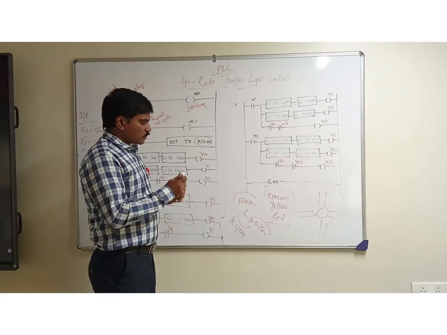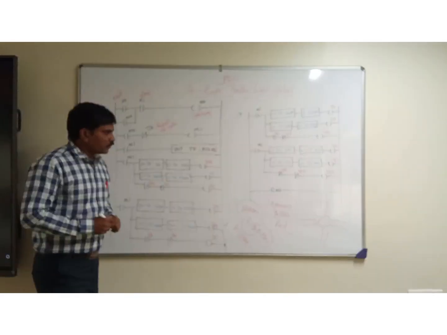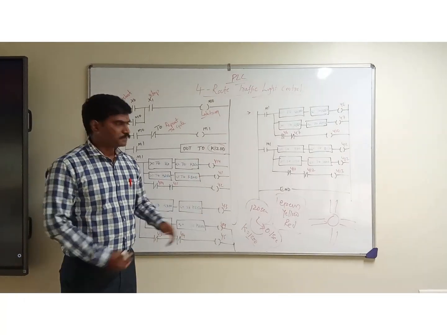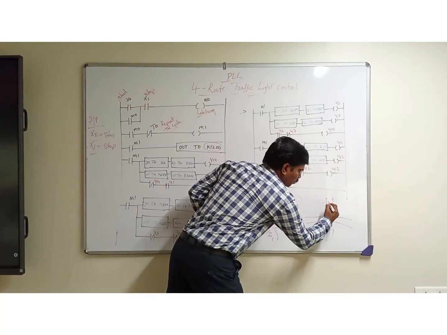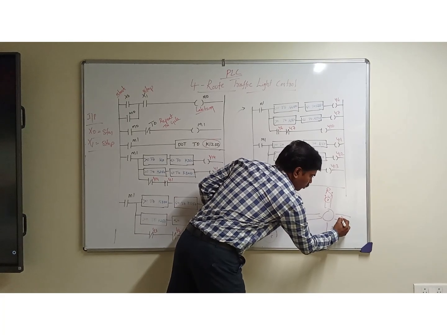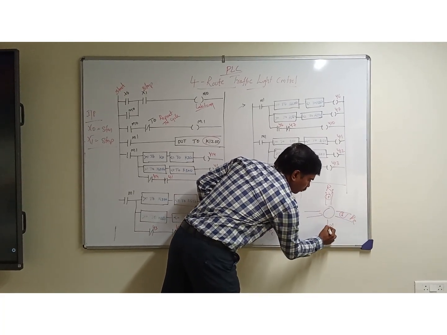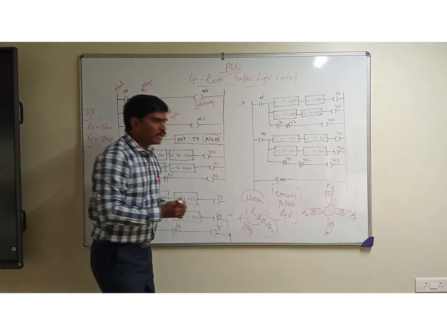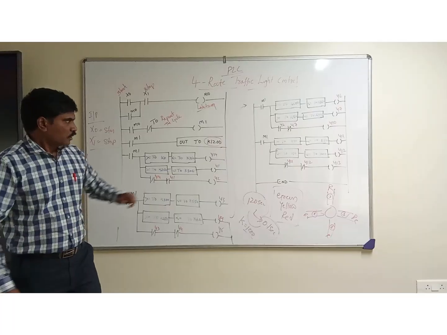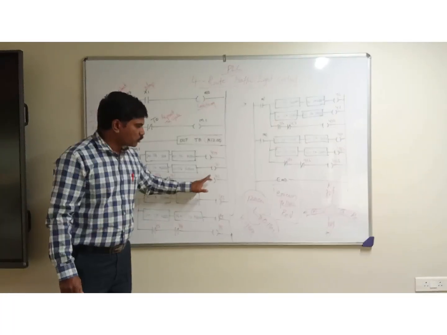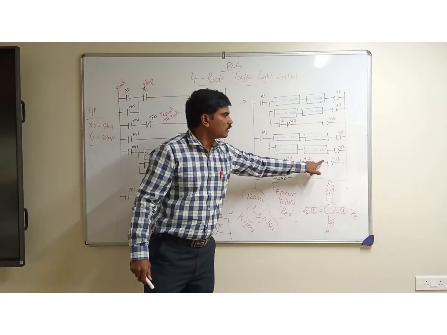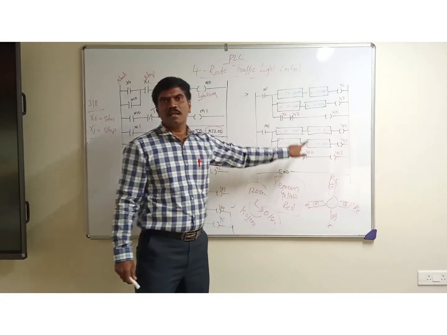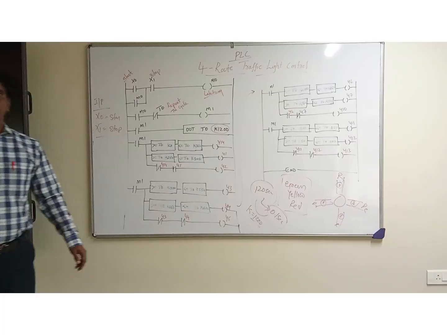Then the outputs. In total we have 12 outputs: 3 outputs for route 1, 3 outputs for route 2, 3 outputs for route 3, and 3 outputs for route 4. So Y14, Y1, Y2, like that till Y13. These are our outputs.